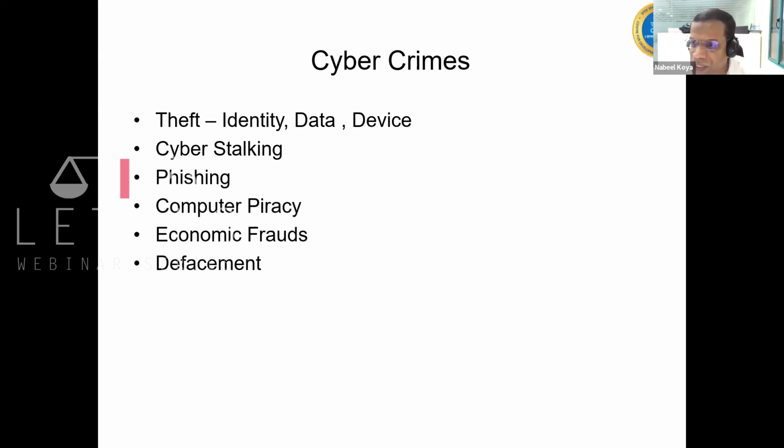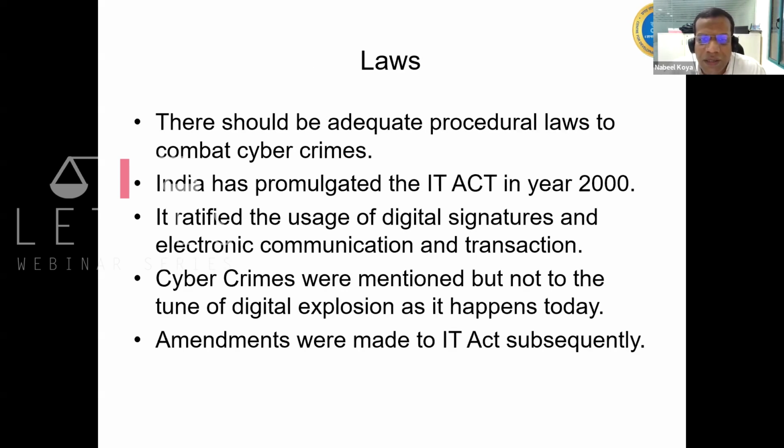Then also defacement, which is very rampant in social media networks nowadays. So these are some of the crimes to be listed out. So for any crime, there should be procedural laws to combat cyber crimes.